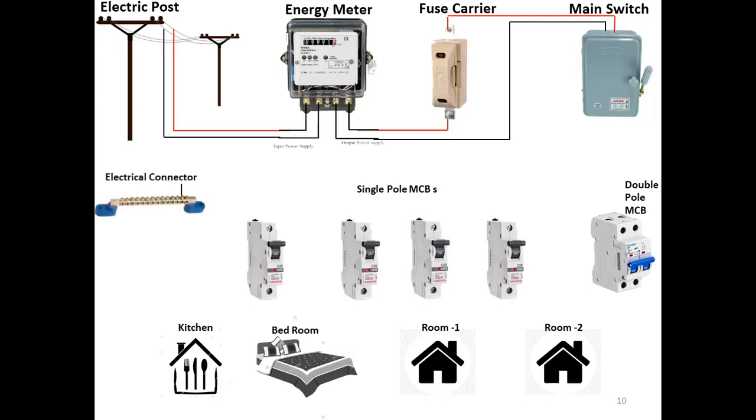Then we have an electrical connector, a brass electrical connector. One electrical connector is there in your distribution board. So in your distribution board, what parts are there? This electrical connector, 4 single pole MCBs and 1 double pole MCB. This whole setup is available in your distribution board.